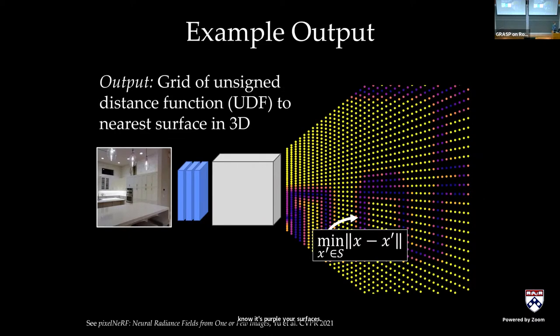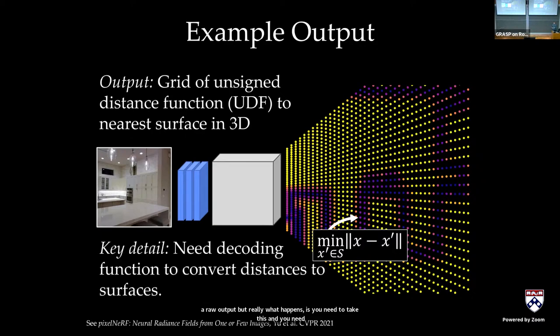Now this is what you get as an output from the network. But the key thing is that no one actually wants this as an output. I mean, some people might, you can imagine this might be useful as a raw output, but really you need to take this and turn it into surfaces. If I show up and tell my sponsors I have a distance volume, they say, great, can I get surfaces? The first thing you always have to do is convert things to surfaces. And one of the key details is you need to decode this distance volume into surfaces.